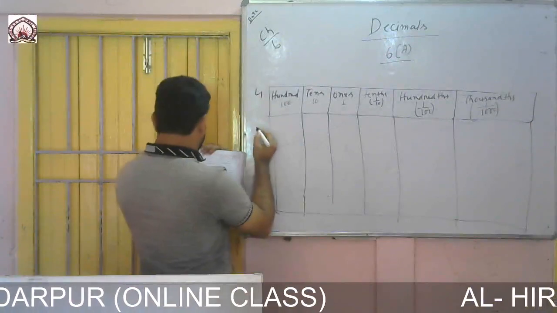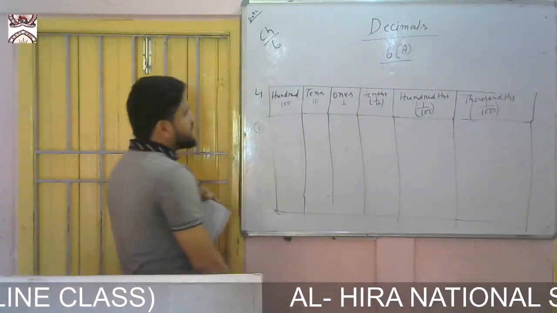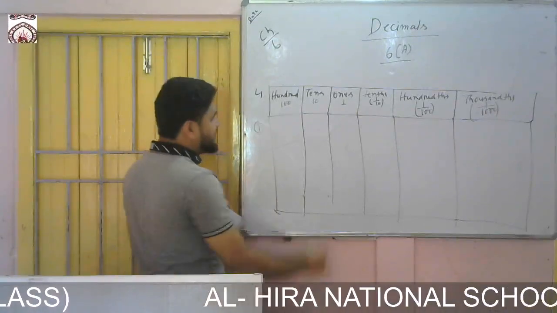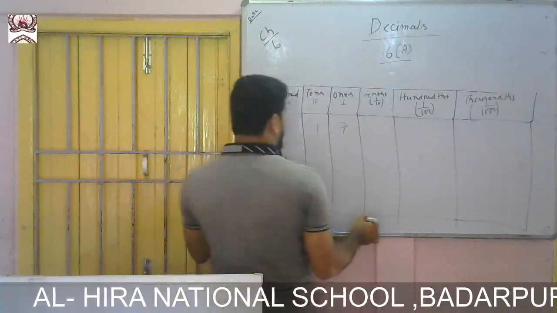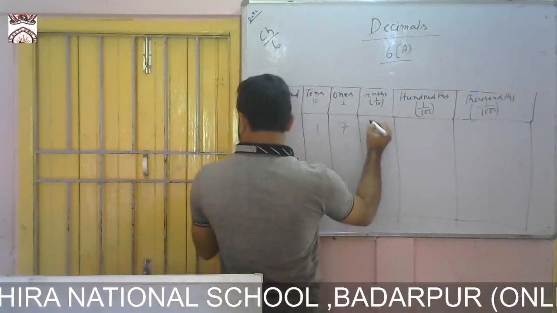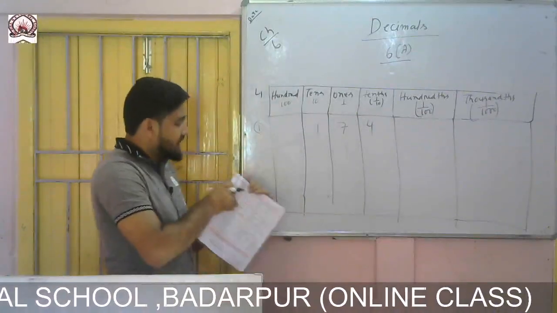So the first question is what you see, number 1. Number 1 is what? 17.4. So 17, that means what? 7 is in ones and 1 is in tens. Then what? 4. 4 is in what? Tenths. So like this. Okay.